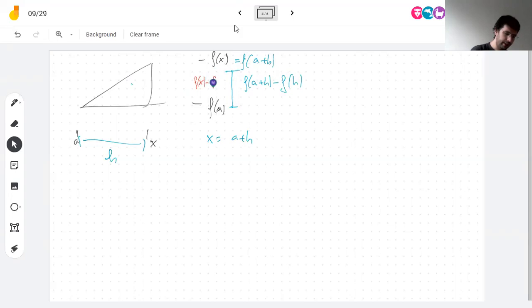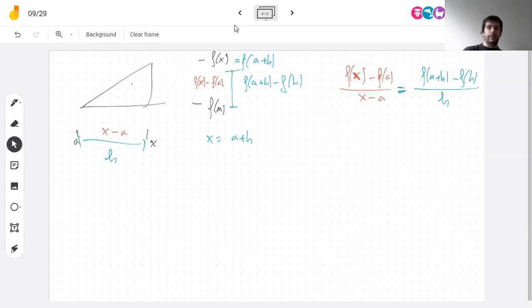Before, I was writing it as f of x minus f of a. Before, I was writing this as x minus a. So what I just said was that the formula for a slope that I had before is the formula that I just wrote. You can use either formula, but the second one tends to be easier.